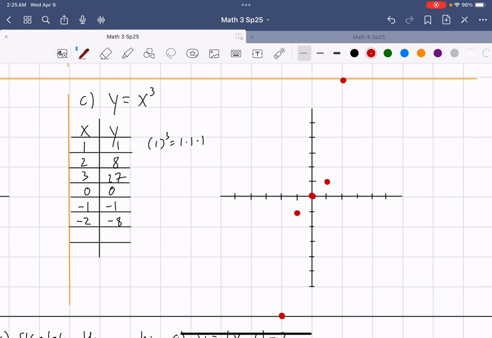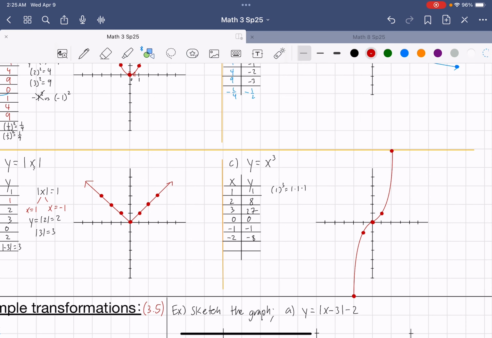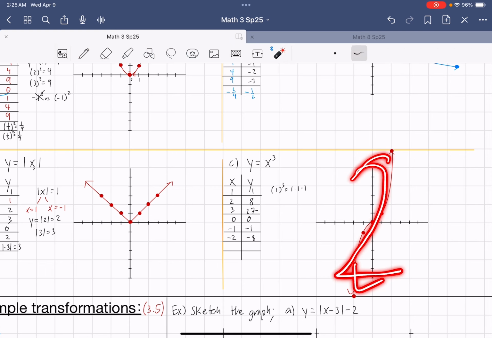Now, let's sketch this graph. Has a curve here and a curve here. And there is what our x cubed looks like. Almost looks like an actual S, or sorry, 2, but looks almost like an S, right? It feels like this, or reverse S.